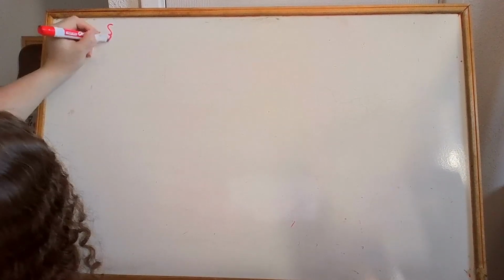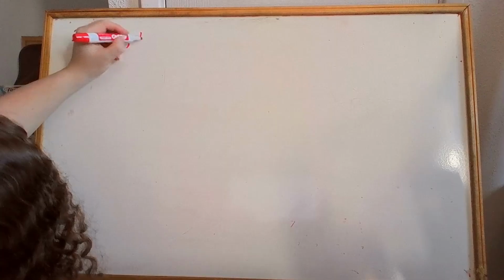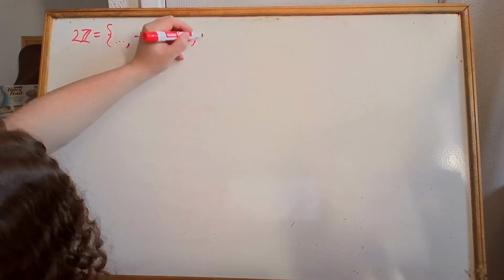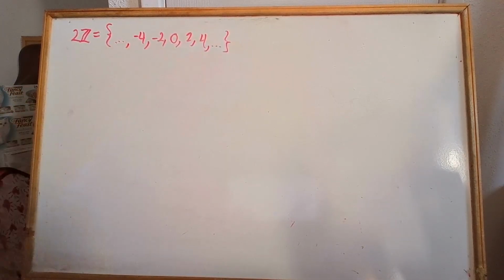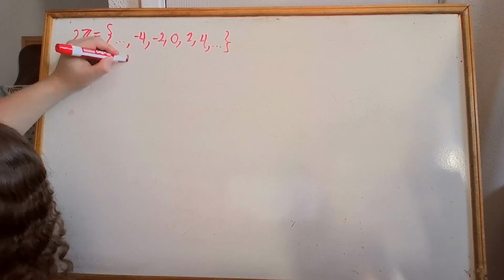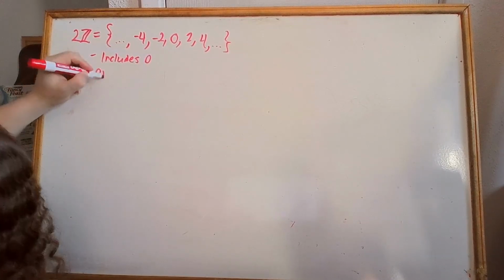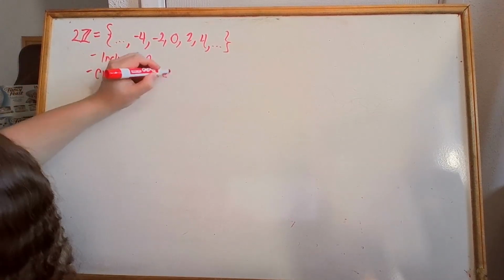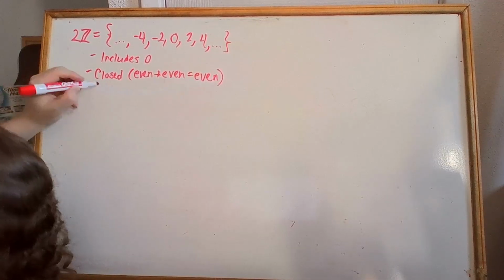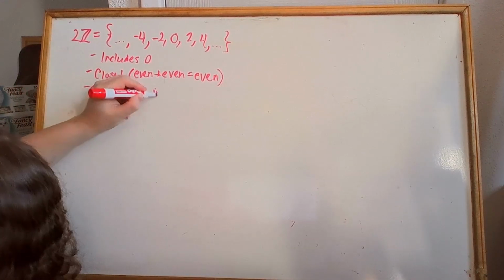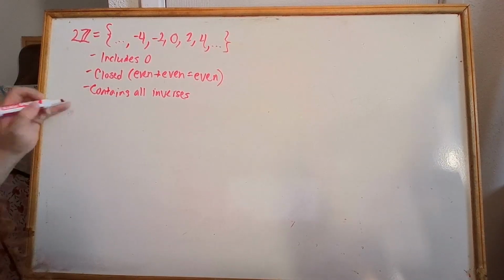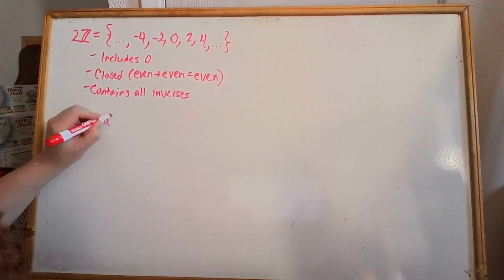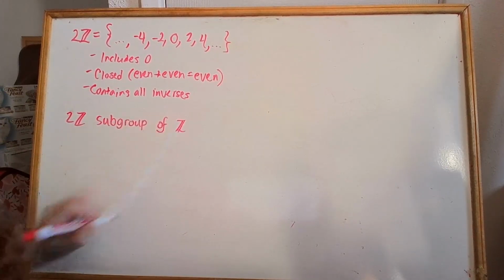Start with the integers under addition. This group has many subgroups. One of the simplest is the set of even numbers, which we can write as 2Z. It includes 0, the identity. It's closed: you add any two even numbers, you get an even number. And it includes inverses. -2 is the inverse of 2. So 2Z is a subgroup of Z.